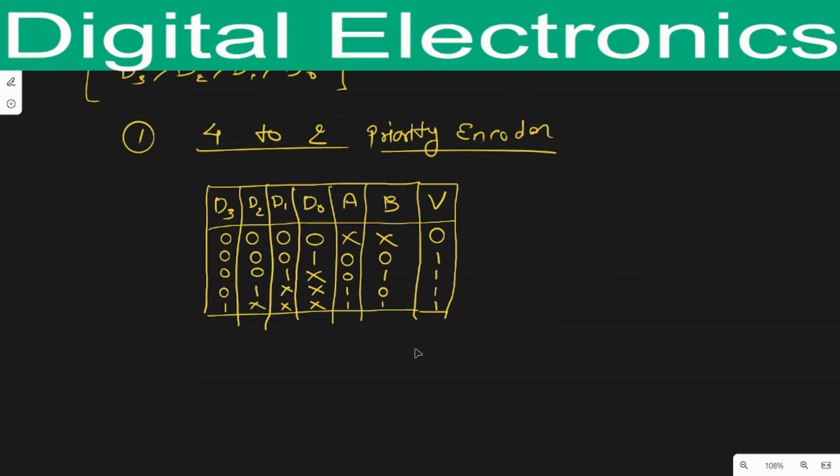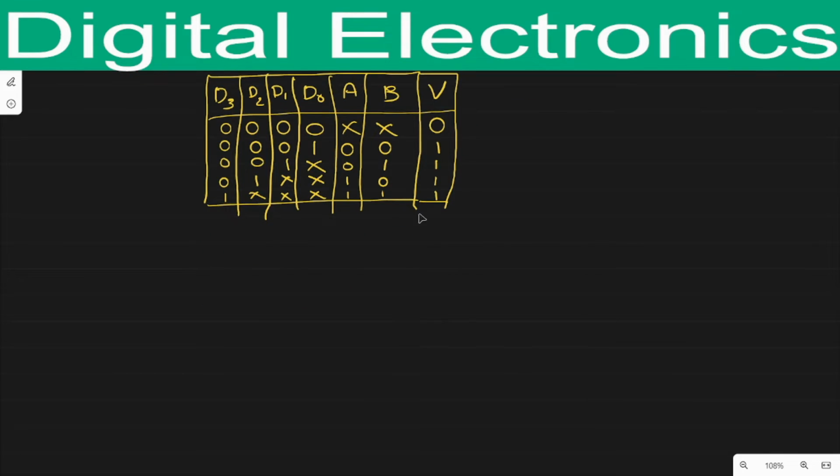Okay, now on the basis of this truth table, we can generate various equations, such as if I want to generate an equation for A. So what is the equation for A?